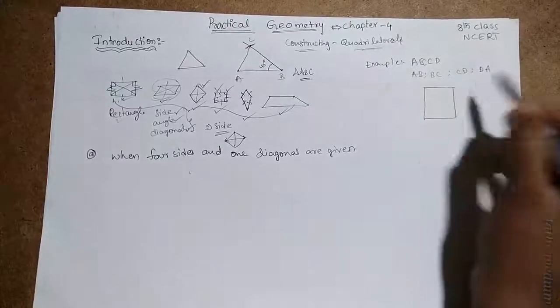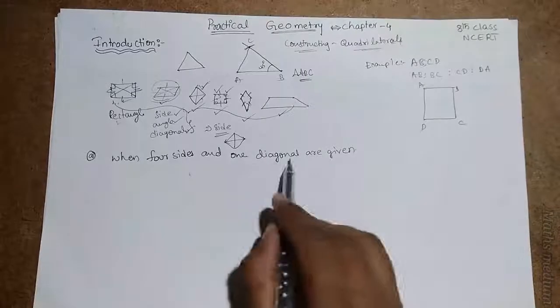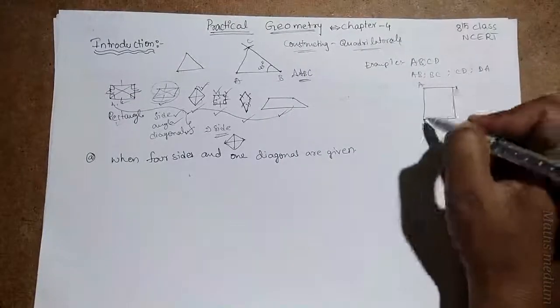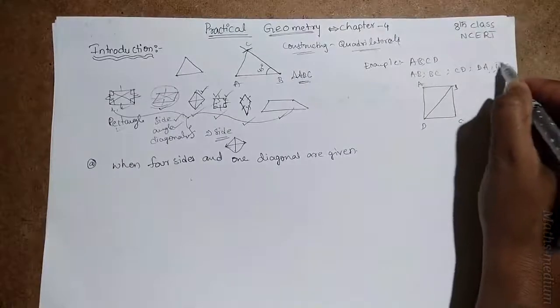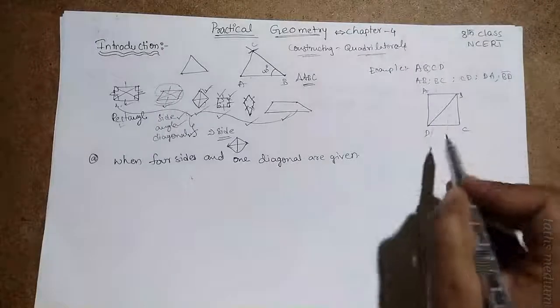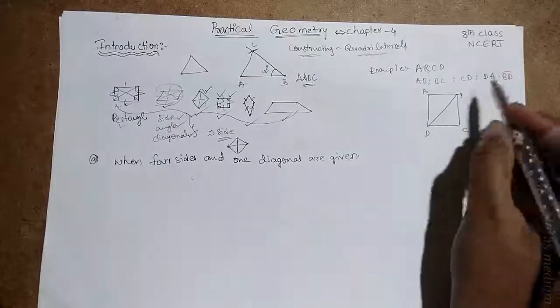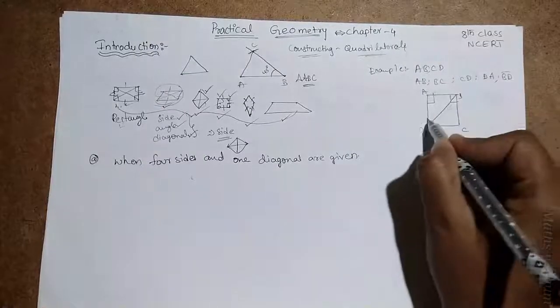Let it be a rectangle. So this is A, this is B, this is C, and this is D. If one diagonal is given, either AC or BD, let it be BD. So these are given, and we have to construct the quadrilateral. By using these, we construct the rectangle easily because in a rectangle we have 4 right angles, right?